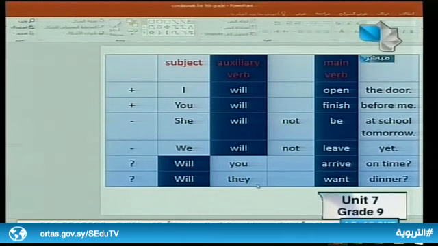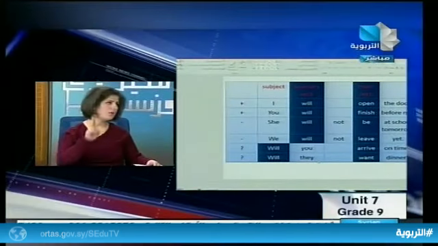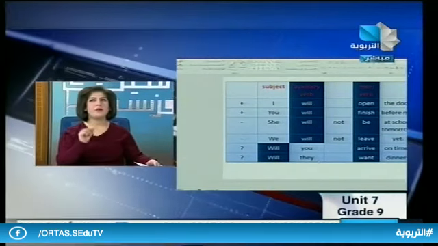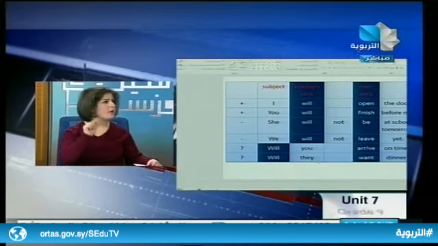What are now the parts of the sentence? Maybe another time we'll talk about prediction. We have to start first with the subject, plus we have either will or going to. Both of them are followed by a verb in the infinitive.